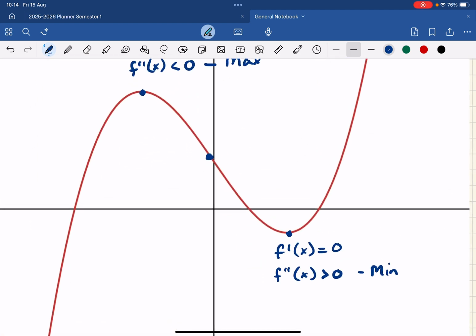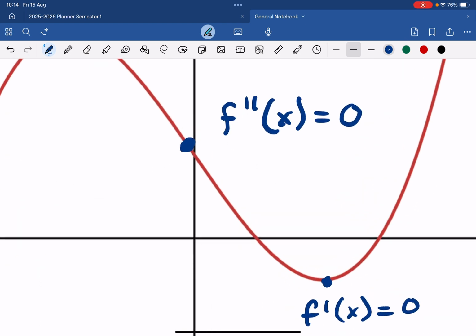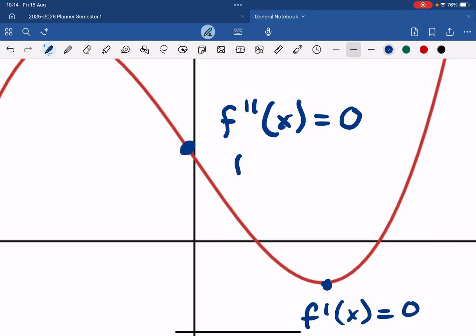Now at my point of inflection, it doesn't matter what f'(x) is. I'm looking for f''(x), and that's got to be equal to 0. Now that doesn't mean that I have a point of inflection. What I have to carry on doing is check either side of that x value. So what I need to do is just add a little bit on to that x value. So let's add 1 on. And I need to also take away 1.